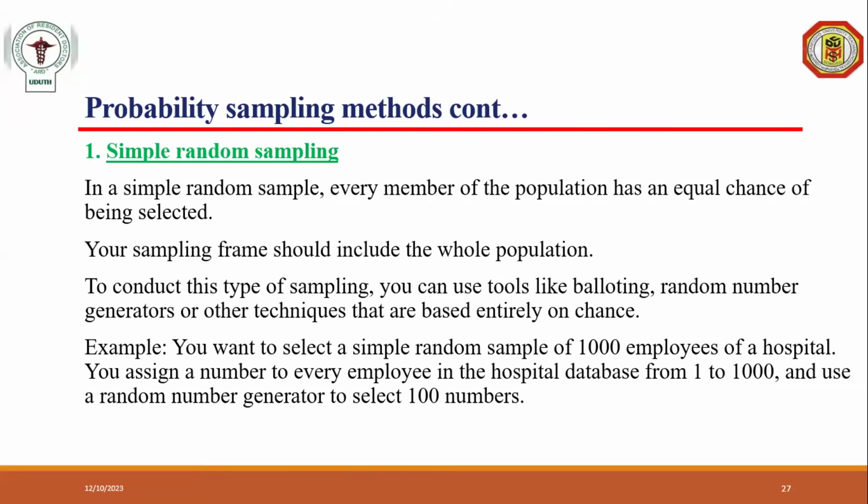How do you conduct simple random sampling? Maybe you have calculated your sample size to be 90. So you want to select 90 people from this population. But in your population, you have more than 90, maybe 150 people. You want to select 90 out of them using simple random sampling. How do you go about it?